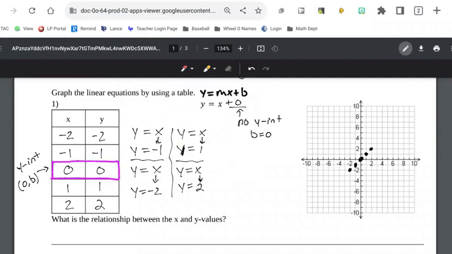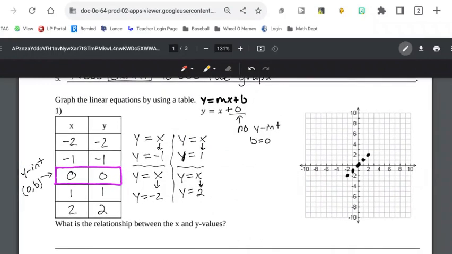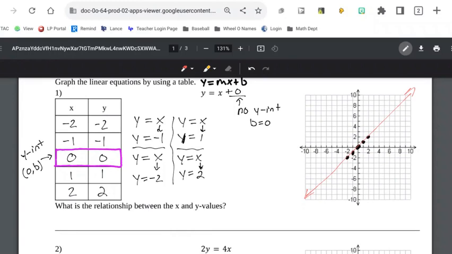Take a straight edge, a ruler, or your student ID works just fine. You're going to go ahead, put the ruler down, and graph. And there is our graph. It matches exactly what we had in the calculator.